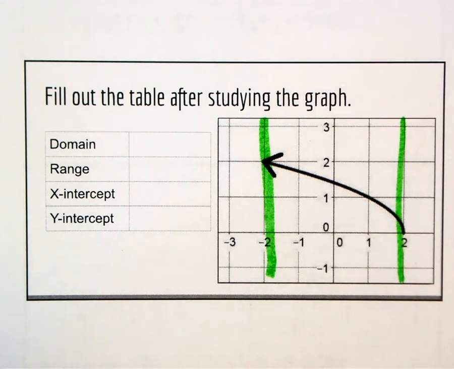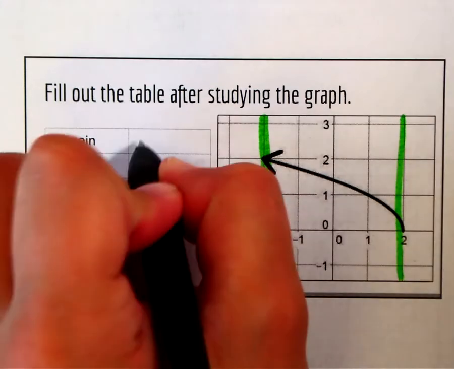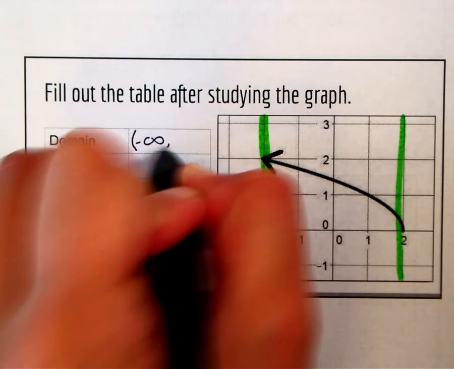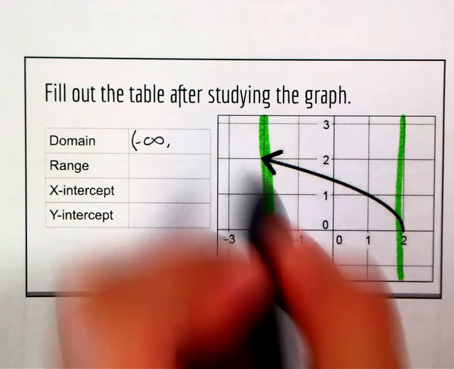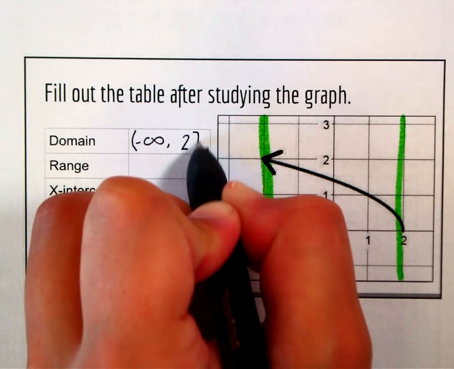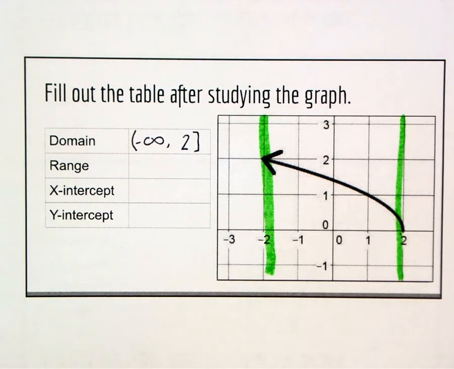You'd be in a lot of debt, if you want to think about it that way. So my domain, we're going to say, is from -infinity all the way until 2. And we'll say there's a closed circle at 2. There's no open circle.